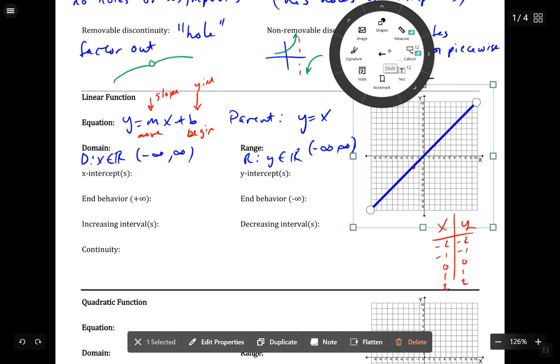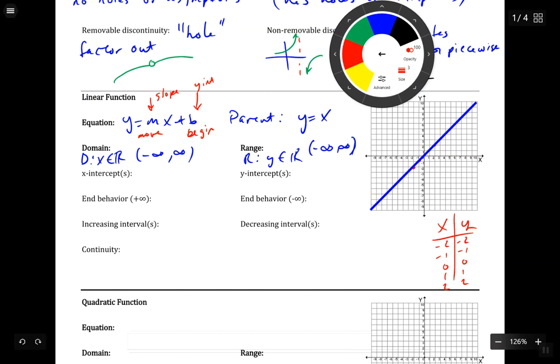Okay, we now have a line. Did I do good? There we go. Is that the line y equals x? Everybody see it? And when we're talking about M and B, all we're doing is changing where it crosses the y-axis and its slope, how it's tilted.